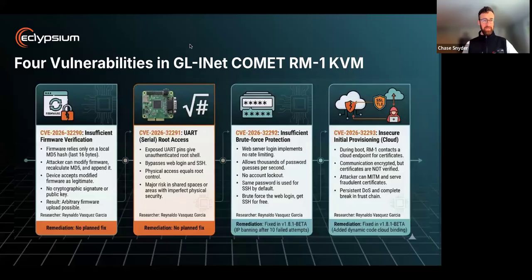But all right, let's get into the specific ones. So there were four, right? In the GL.iNet Comet RM1 is the model, right? A couple different types. Ray, you were the primary researcher behind each of these.